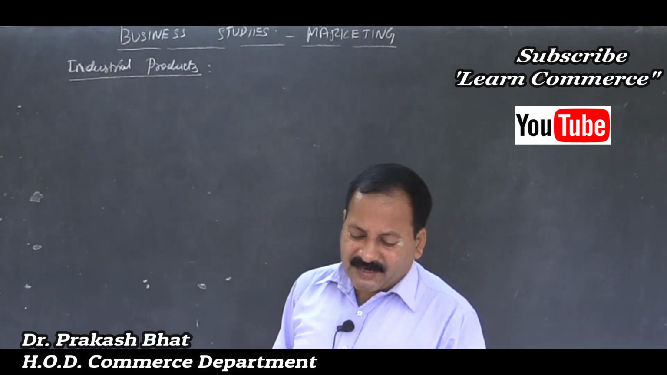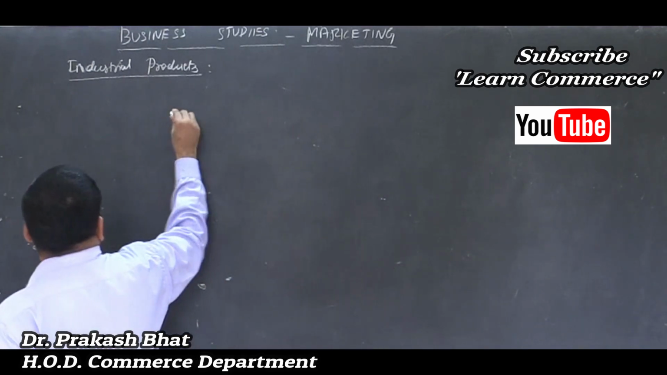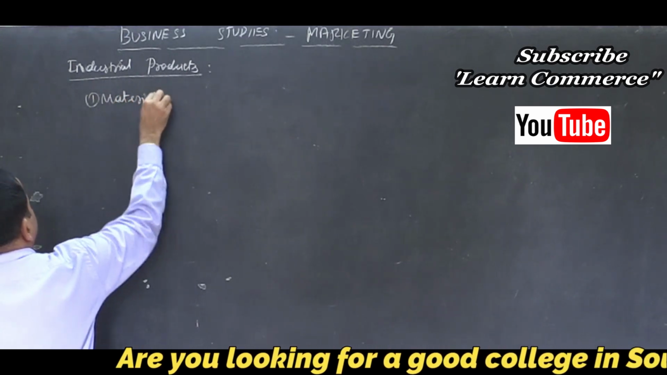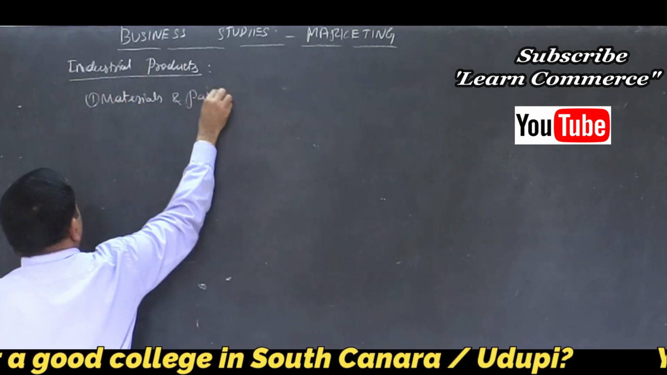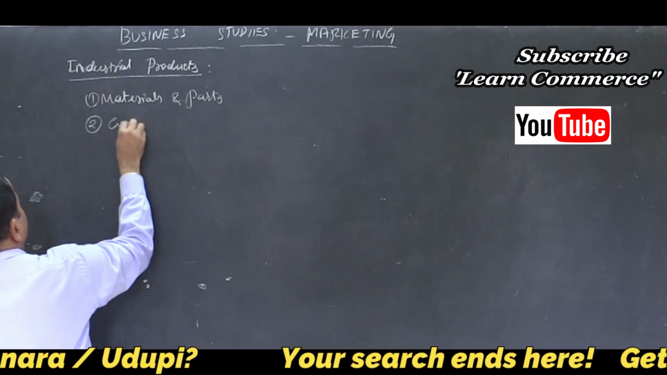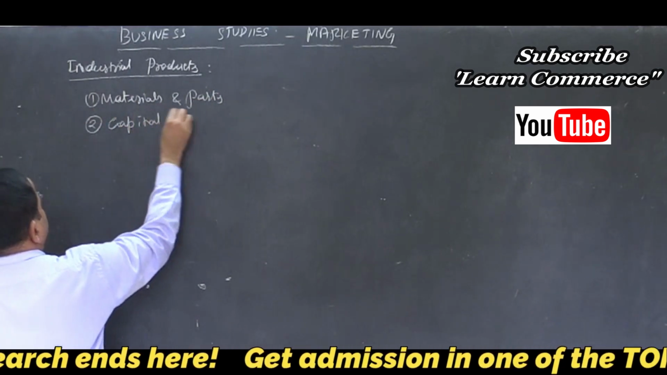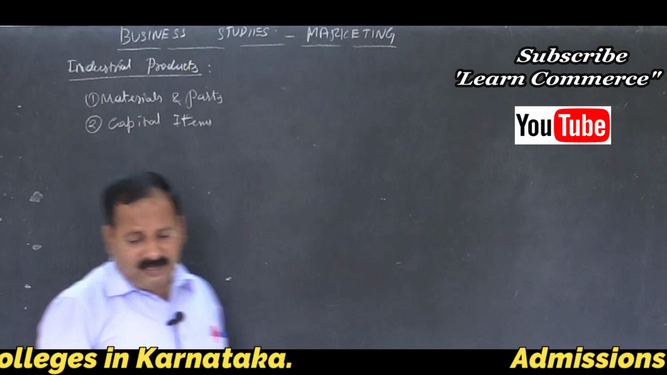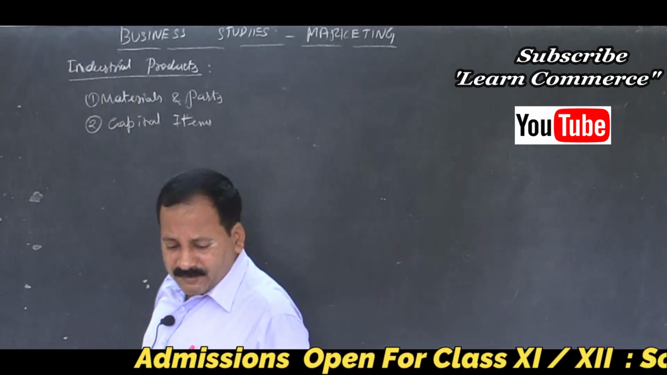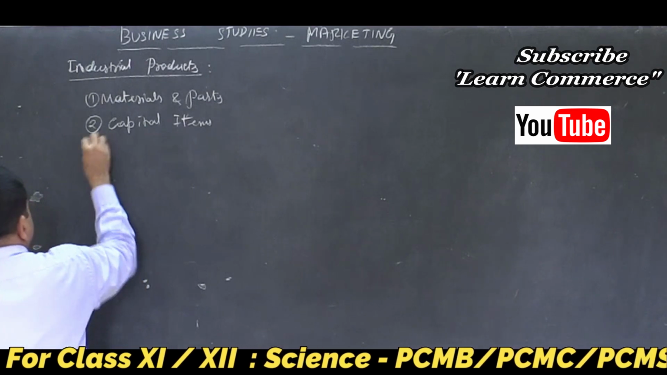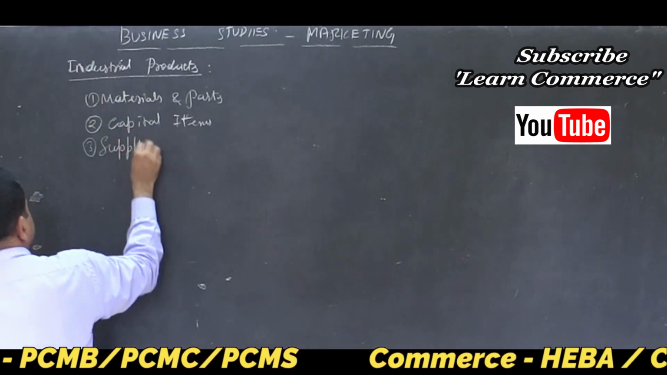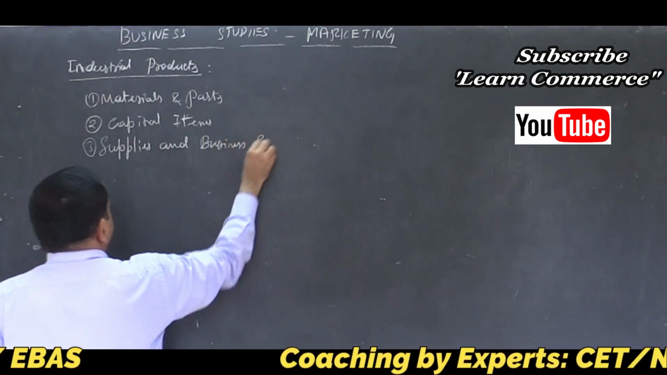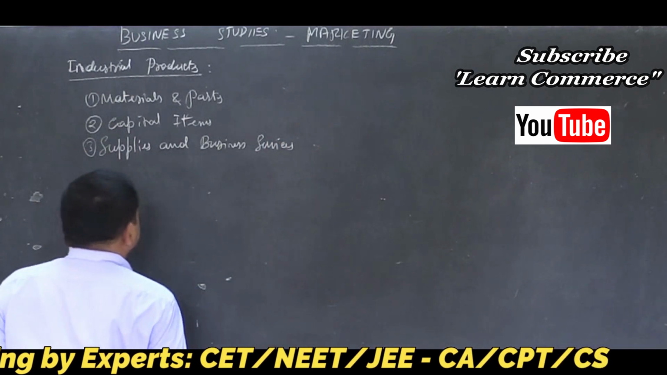Industrial goods can be classified into three categories: materials and parts. The second one is capital items. Third one is supplies and business services.